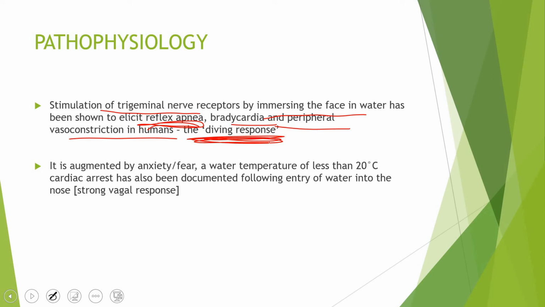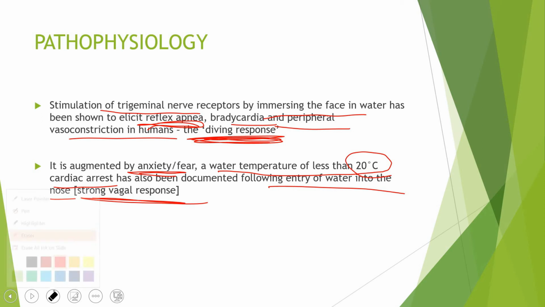And the next thing is that atypical drowning has a very high association with anxiety and fear. So when a person who is afraid of water comes in contact with water of temperatures less than 20 degrees centigrade, i.e. cold water, cold water also leaves the person susceptible to atypical drowning. This leads to sudden cardiac arrest in certain cases following the entry of water into the nose. So there is a strong vagal response.